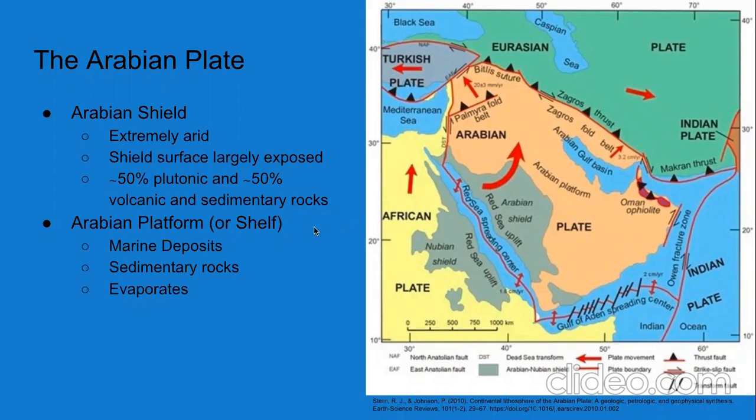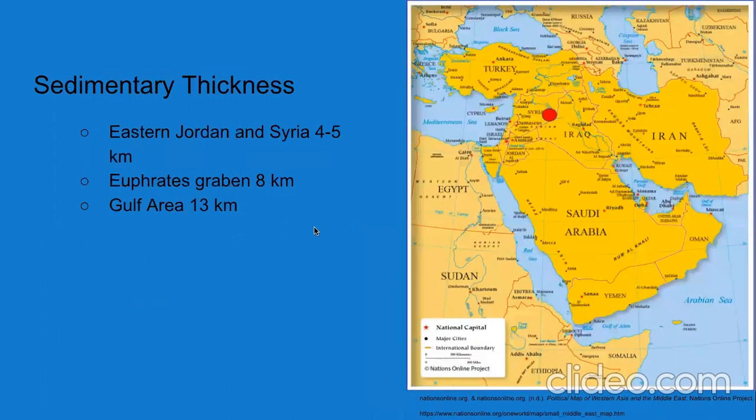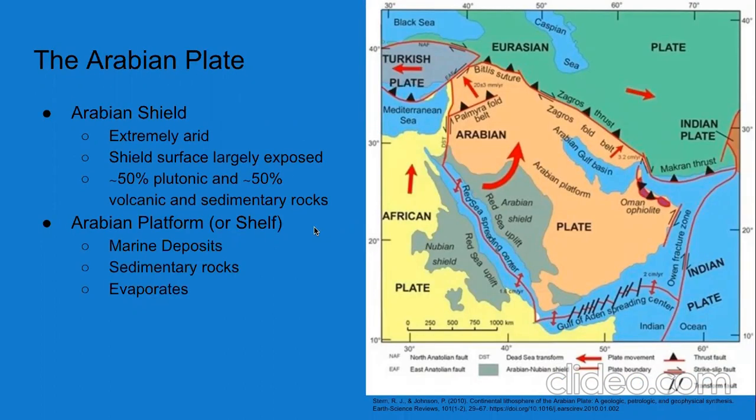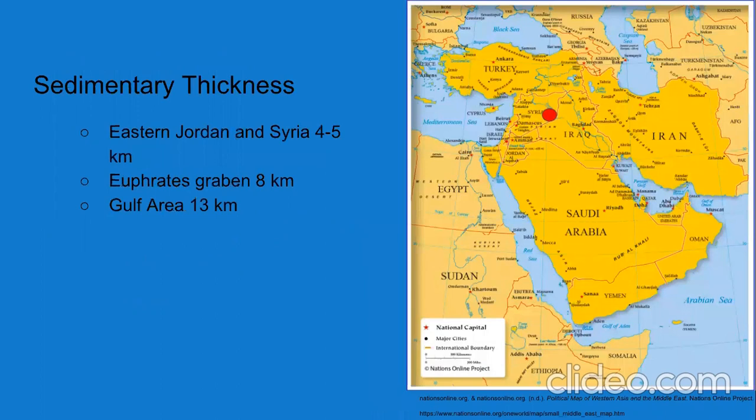The Arabian Platform sits on the eastern side of the peninsula and is largely composed of sedimentary rocks with sporadic evaporites. The thickness of the sedimentary deposits varies. For example, around eastern Jordan and Syria, it is about 4 to 5 kilometers thick. Then it thickens to about 8 kilometers around the big red dot, and it continues to grow to 13 kilometers close to the Persian Gulf.